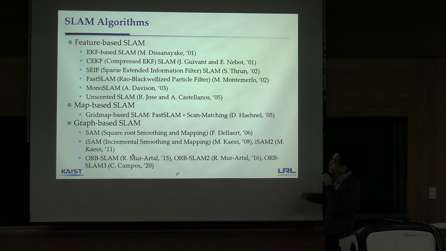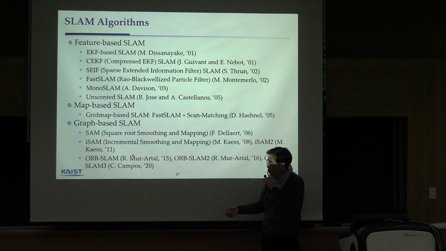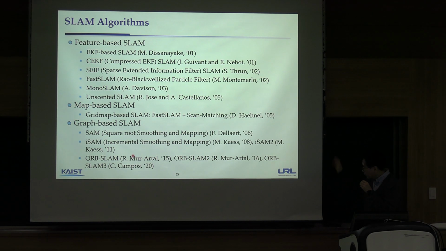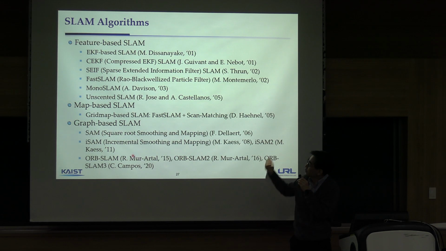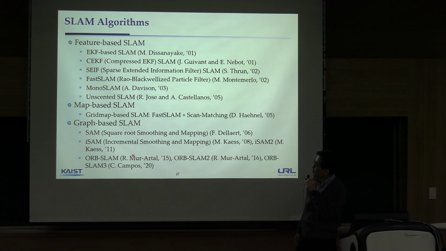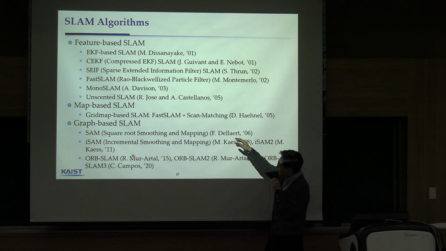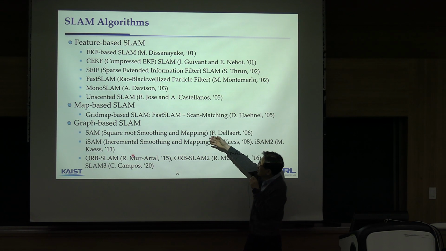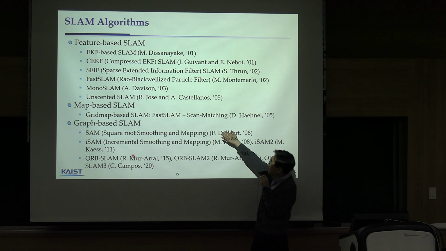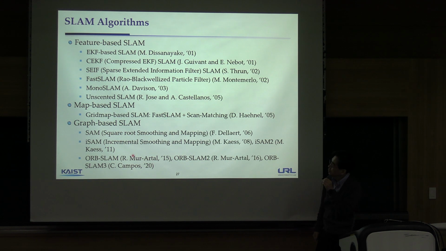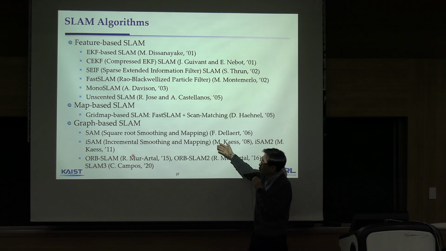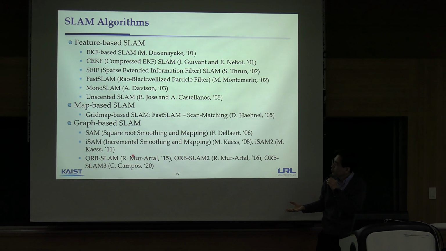So there are several branches like here. There are a lot of feature-based SLAM approaches. We extract some features like corner points or lines. Those features are extracted, and based on those features, we perform the SLAM. There are a lot of approaches like here. And also map-based SLAM, where we use a set of particles to estimate the position information of the robot. And graph-based SLAM requires a lot of computation time because we perform graph optimization, but it will output more accurate and reliable results than the previous ones.